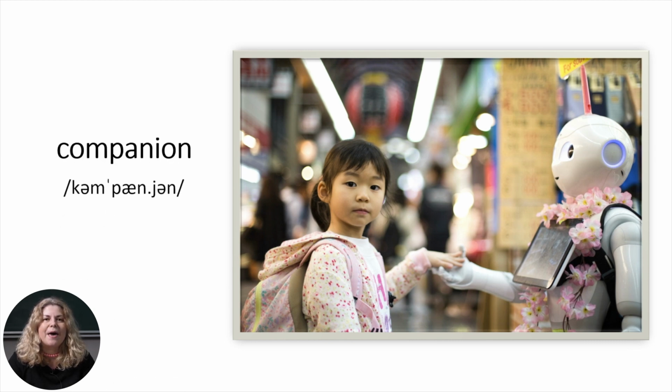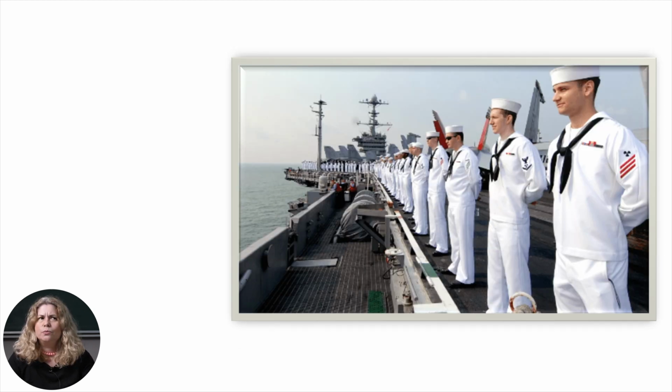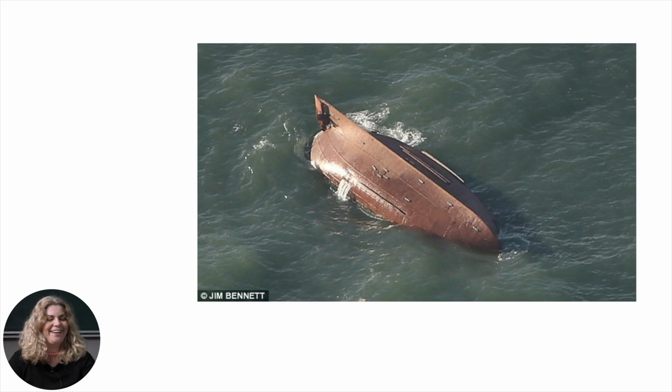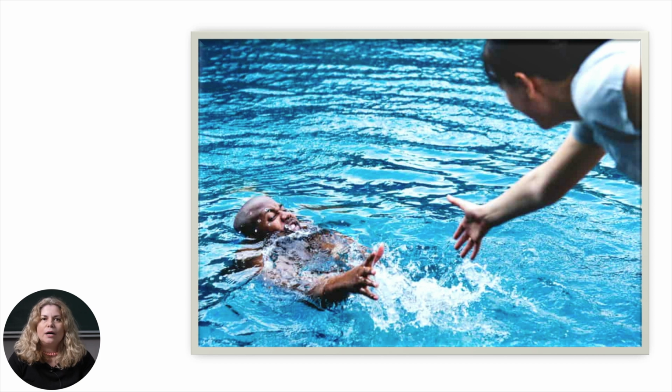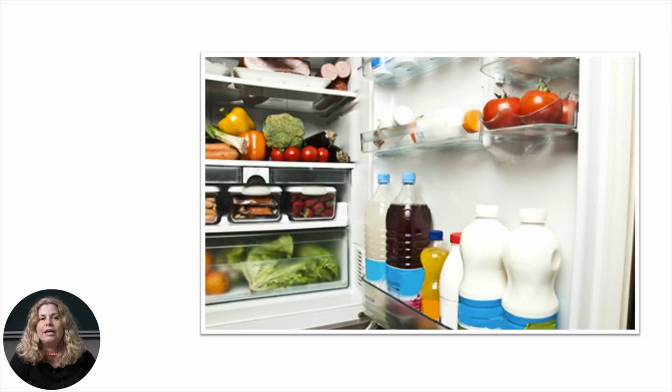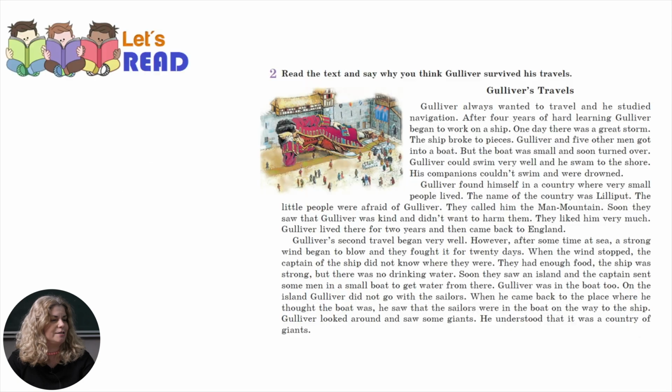Is that a companion? You are right, it is a companion. This one: the person who works at sea on a ship. It's a sailor. Right you are. And the boat that is upside down is turned over. Turn over. What is the person doing? He's drowning. Drown. And how much food is there in the fridge? Enough, just as much as we need.